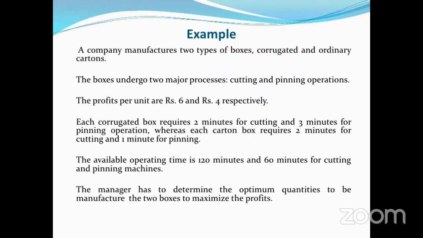Good. What is the objective of the business? Here you can see the profits per unit are 6 rupees and 4 rupees respectively. Corrugated boxes have 6 rupees profit, ordinary boxes 4 rupees. Each corrugated box requires 2 minutes for cutting and 3 minutes for pinning operations. Okay, that is the first type of box, whereas each cotton box requires 2 minutes for cutting and 1 minute for pinning.